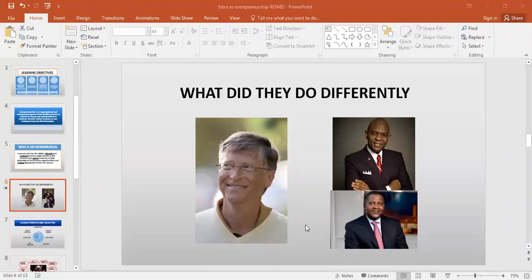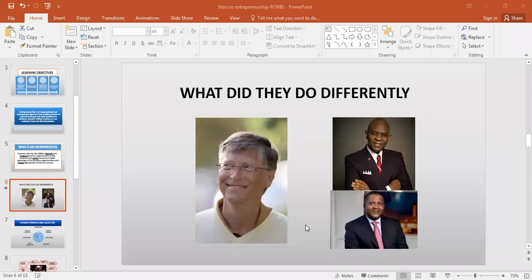Can I hear from someone else? What do you think they did differently from others for them to attain this height? Okay. David said they thought out of the box and faced their fears. Fantastic. Then Idowu said they are consistent and creative.